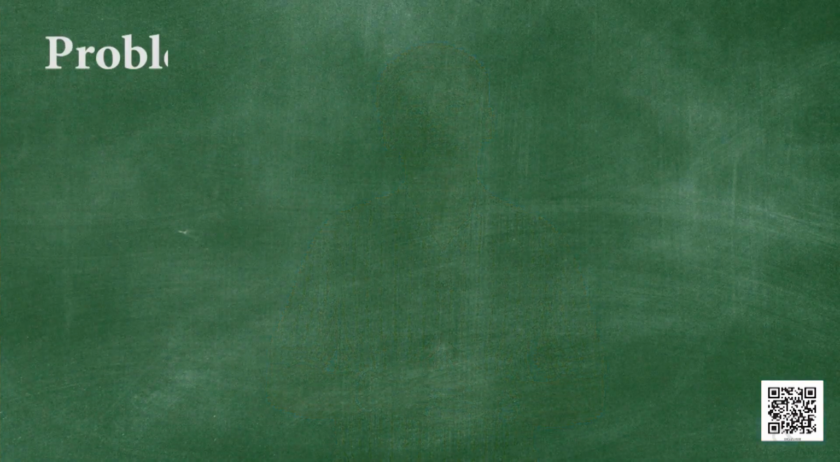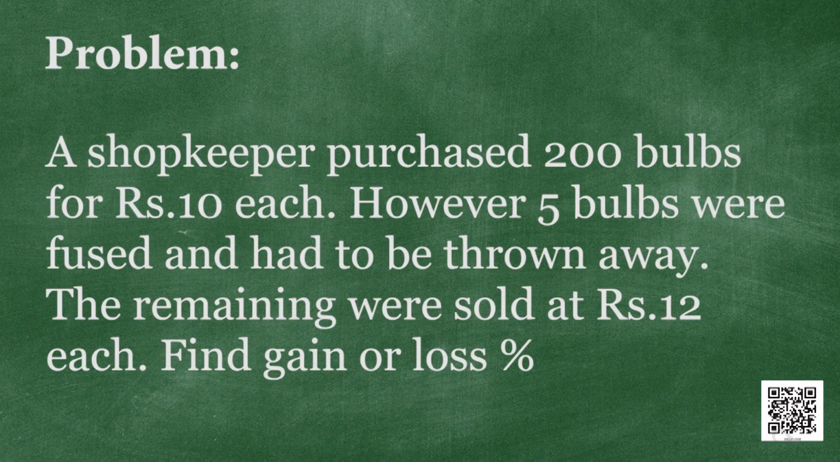Students, now let's try to solve some problems on profit percentage and loss percentage. The problem goes like this. A shopkeeper purchased 200 bulbs for rupees 10 each. However, 5 bulbs were fused and had to be thrown away. The remaining were sold at rupees 12 each. Find gain or loss percentage.